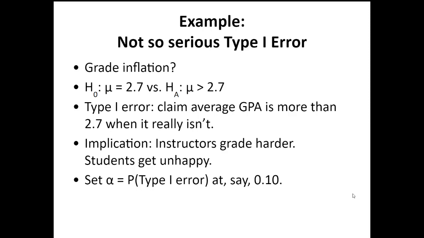Okay, so the school wants to look to see if grade inflation is happening at their college. And they're saying that the average GPA is 2.7. Okay, and they want to know if there has been grade inflation. So they want to know, has the average GPA increased to more than 2.7? So a type 1 error would really only claim that the GPA is more than 2.7 when it actually isn't.